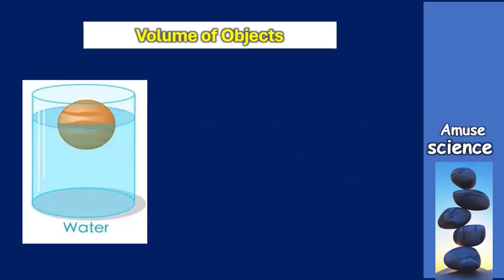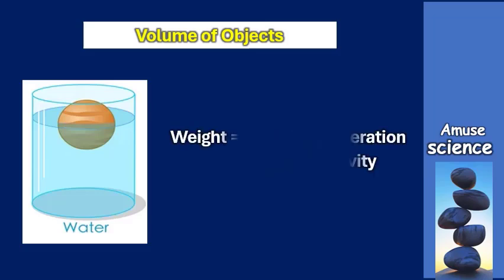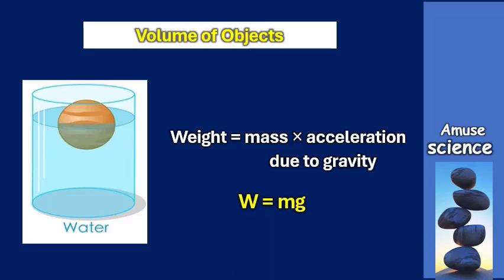Sometimes we are interested in the weight of the volume of liquid displaced. So how do we get weight out of volume? Let's see how that can be done. We know from theory that the weight of an object is equal to the product of the mass times acceleration due to gravity. In symbols, we say W is equal to mg, where W is the weight, m is the mass, and g is the acceleration due to gravity. Let us label this as equation 1.